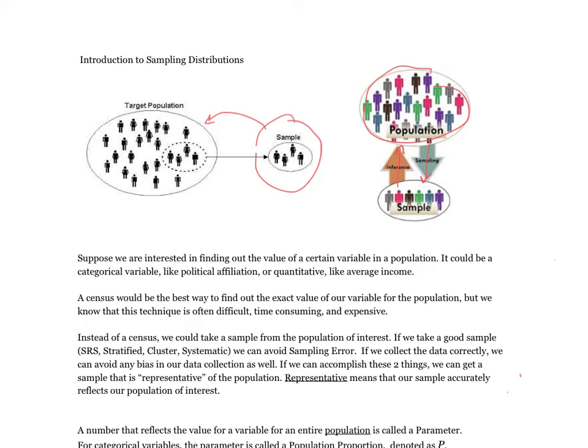Okay? So, suppose we're interested in finding out the value of a certain variable in a population. It could be a categorical variable, like political affiliation, or it could be quantitative, like average income. So we'll be dealing with both types of variables. A census would be the best way to find out the exact value of our variable for the population, but we know that this technique is often difficult, time-consuming, and expensive.